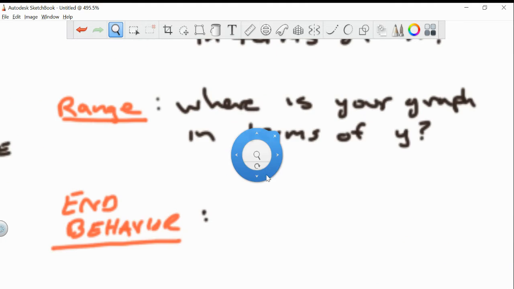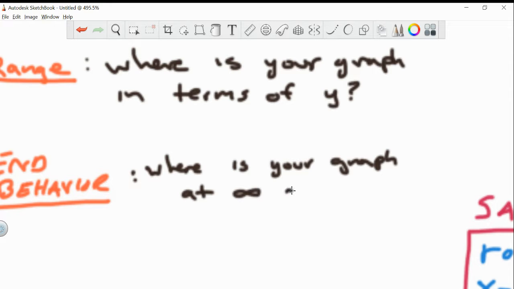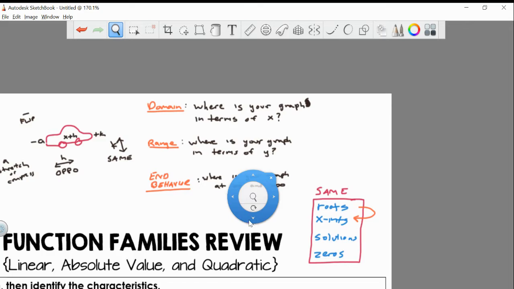End behavior is asking you, where is your graph at infinity and negative infinity? Okay. So imagine this. Imagine you zoom all the way out, okay, and you've got a giant graph, and you can see all the way over at negative infinity. You can see all the way over at positive infinity. The question is just, where is your graph?